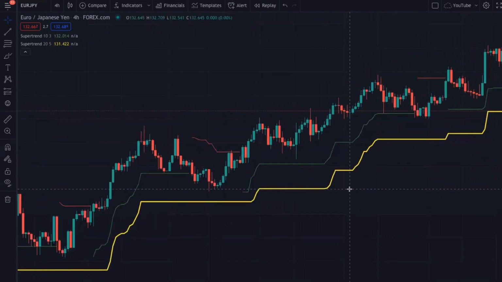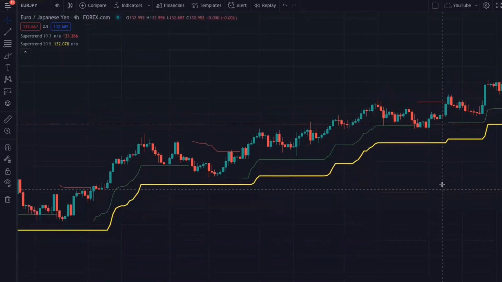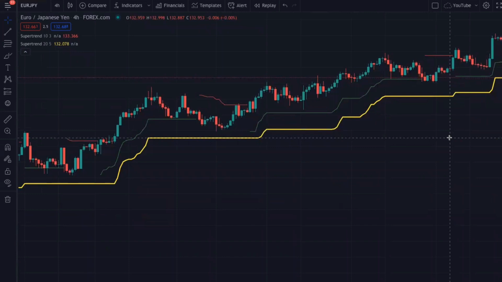Now, the bonus, you guys ready for this? Here's a way to increase your chances of more winning trades using this amazing super trend indicator strategy.